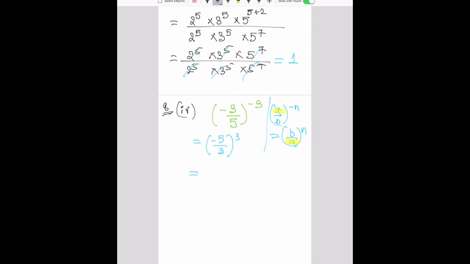So now it becomes minus 5 to the power 3 by 3 to the power 3. So minus 5 to the power 3 means minus 5 into minus 5 into minus 5, which is minus 125, and 3 to the power 3 is 27. So that's our answer, minus 125 by 27. Now minus 125 by 27 or 125 by minus 27, the minus being in front of 3 or in front of 5 does not change anything, right? It's in front of the whole fraction. So that's the way we can do it.